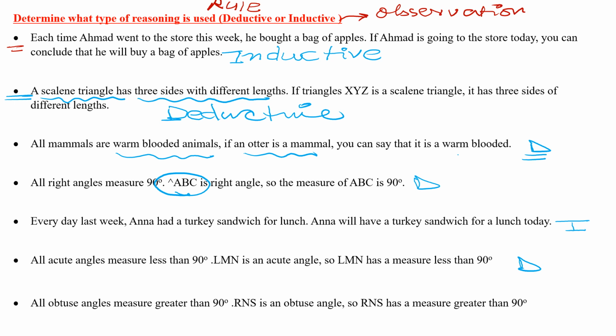All obtuse angles measure greater than 90 degrees. RNS is an obtuse angle. So RNS has a measure greater than 90 degrees. So definitely it's also deductive reasoning.